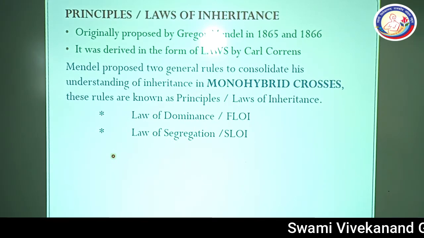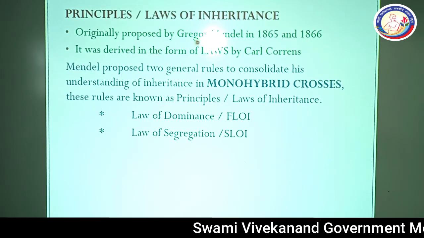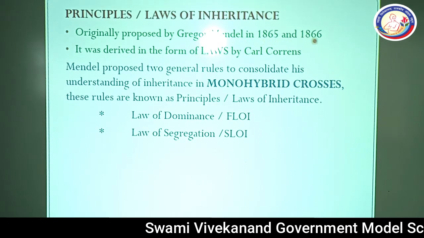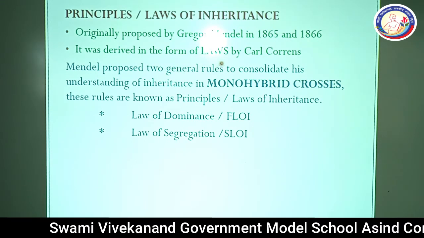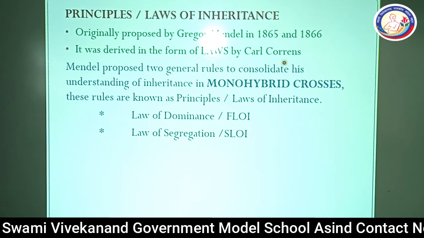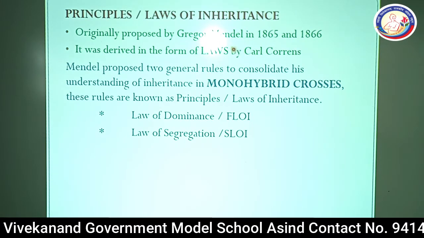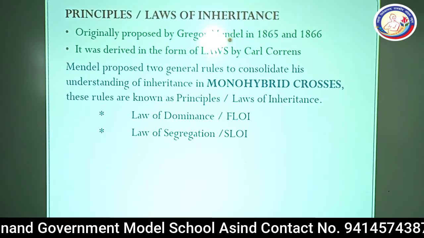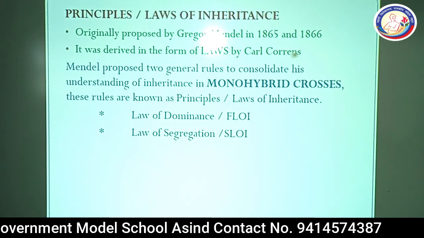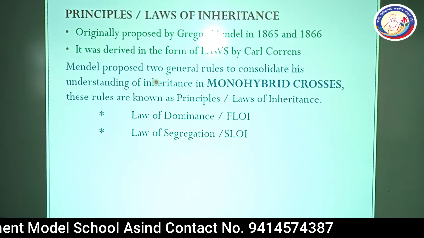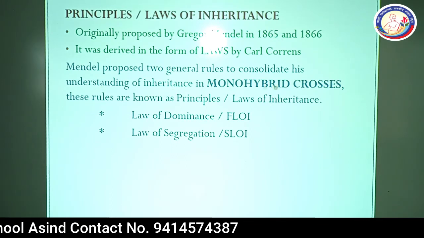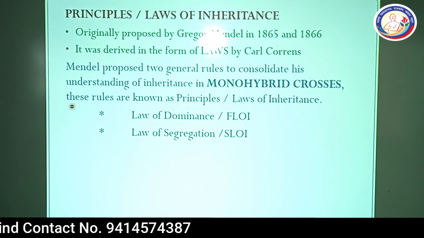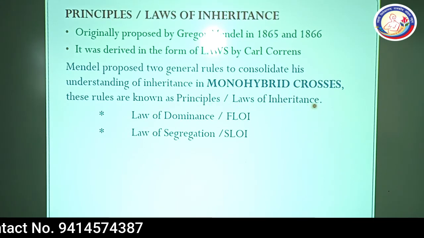Now the next is principles or laws of inheritance. Originally proposed by Gregor Mendel in 1865 and 1866, and it was derived in the form of laws by Karl Correns. So basically it was changed in the form of laws by Karl Correns. So this is to remember. Mendel proposed two general rules to consolidate his understanding of inheritance in monohybrid cross. These rules are known as principles or laws of inheritance.